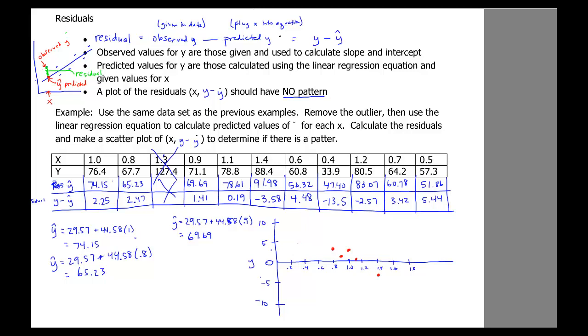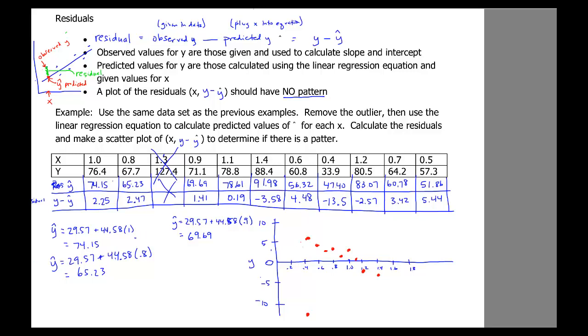For 0.6, we had 4.48. For 0.4, negative 13.5, that's way down here. And 1.2, negative 2.57. 0.7 and 3.42. And 0.5 has 5.44. So there's our residual plot. Now, what we're looking for is no pattern.